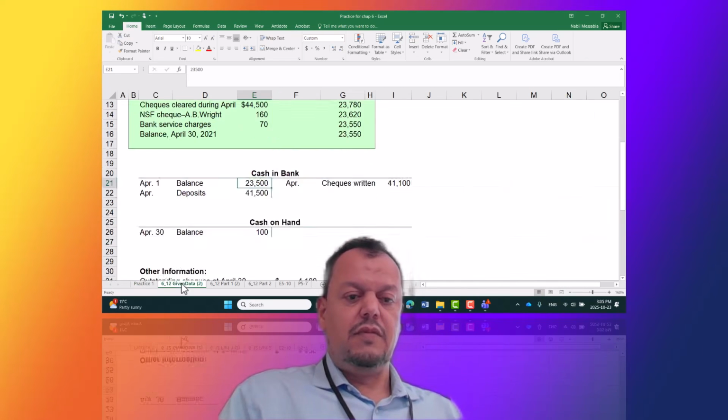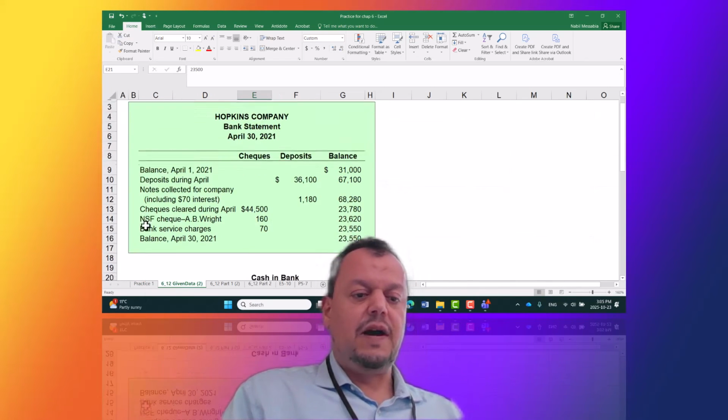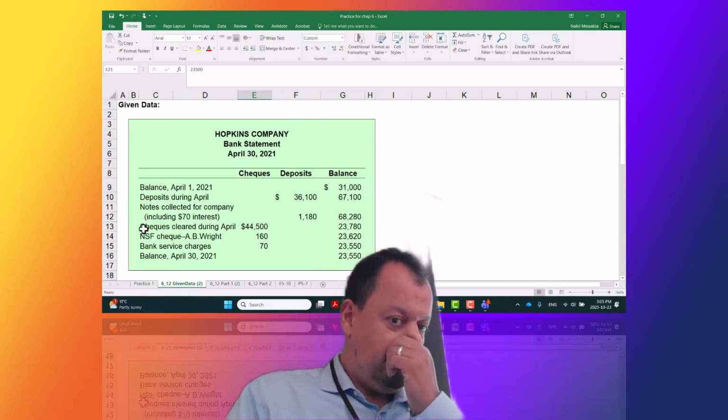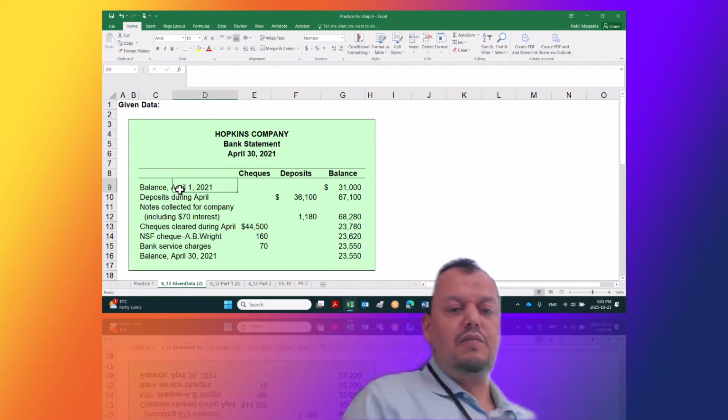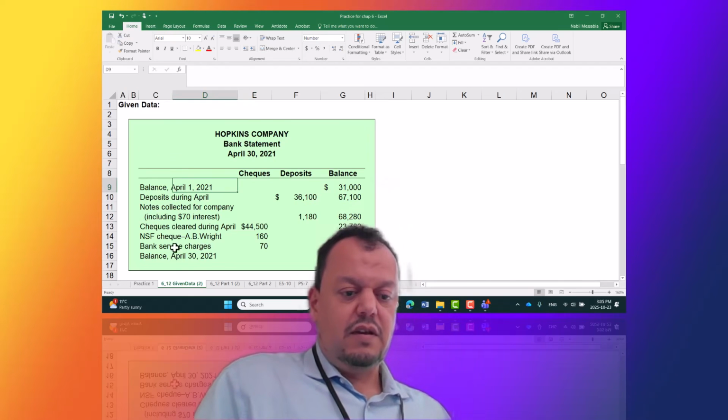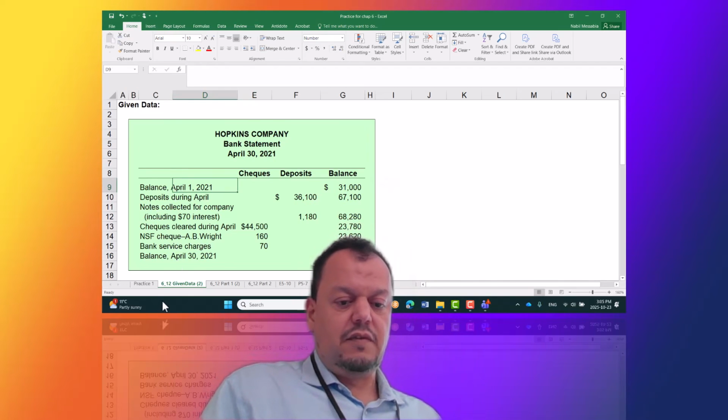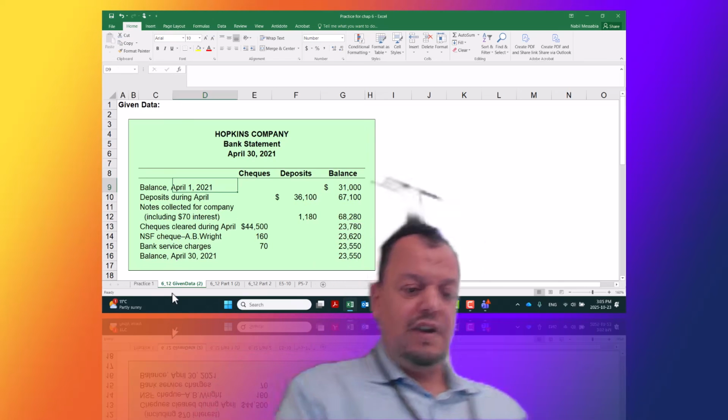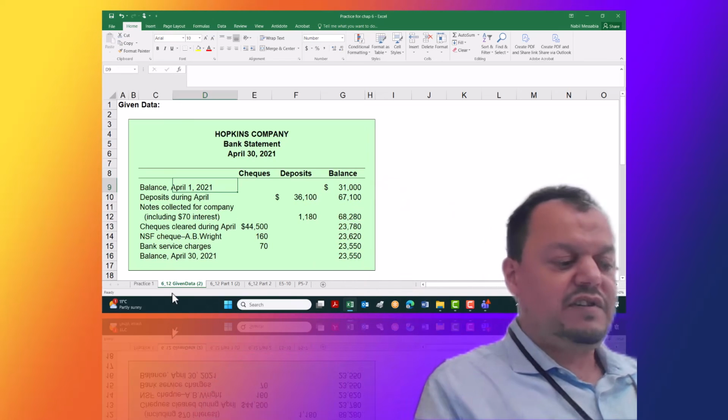Now, bank reconciliation, an illustration of bank reconciliation. So this is from your textbook, page 512. It should be 512, not 612.